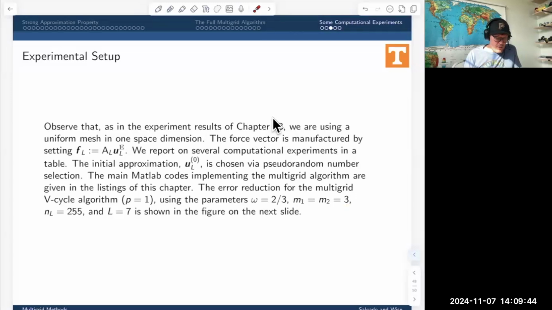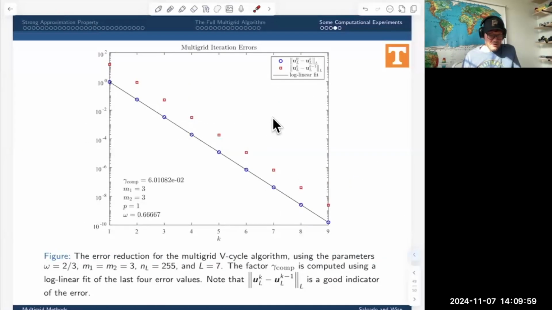We're going to use, to start with, N_L equals 255. So this is 1 less than a power of 2. So 2 to the power 7 minus 1, I believe. Capital L is equal to 7. Okay, so here's the result of our approximation. I'll show you what the true solution looks like and how this works momentarily.